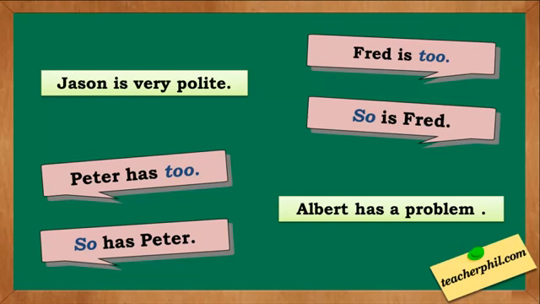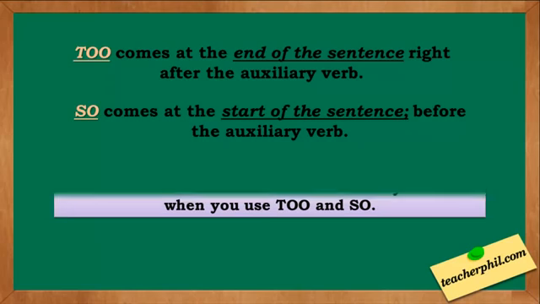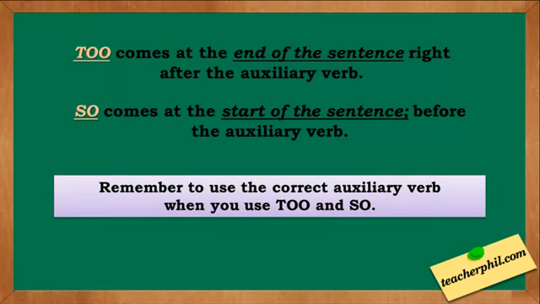What have you noticed with these examples? Well, too comes at the end of the sentence right after the auxiliary verb, while so comes at the start of the sentence, before the auxiliary verb. Remember to use the correct auxiliary verb when you use too and so. If the speaker used a modal, then also use a modal. If you use a be verb, use a be verb. If you use an action verb, then make sure that you use the correct tense of the verb as well.